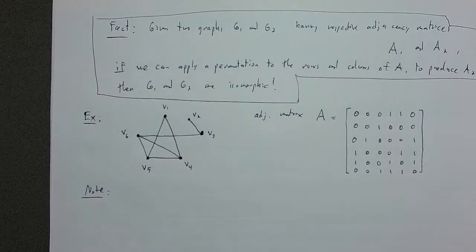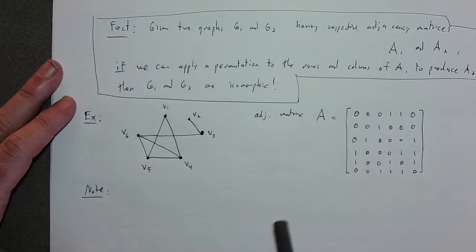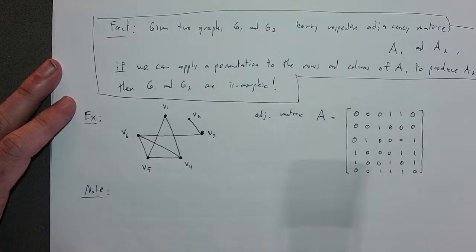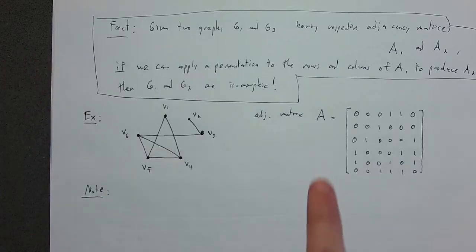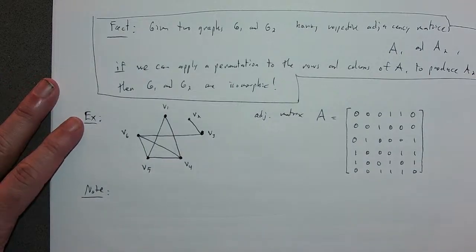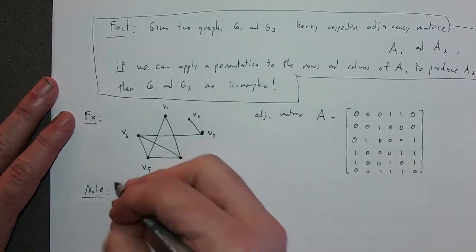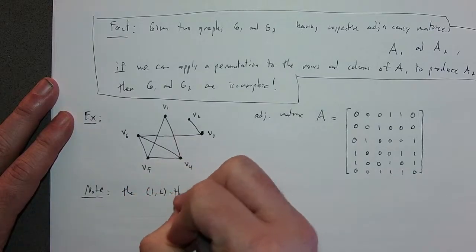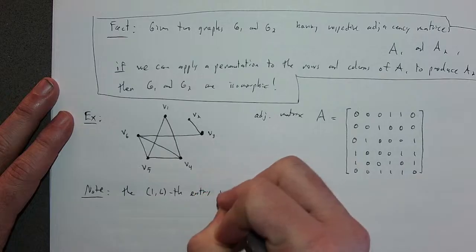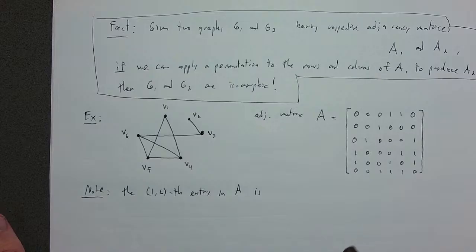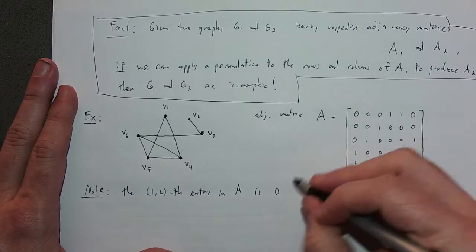So it's natural to say, okay, if that's the case and all that's nice, what can I say about iterative multiplication of this adjacency matrix? So A times A, for instance, right? A squared. Before I think about that, I want to note, we're just going to look at an entry. So note that the 1/6 entry in A is 0, because v1 and v6 are not adjacent.